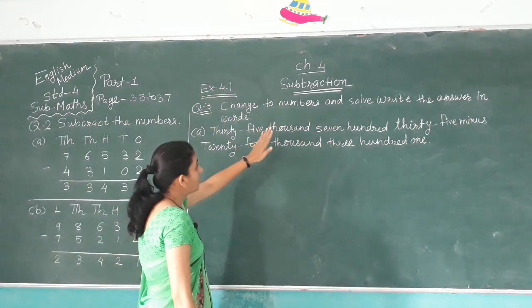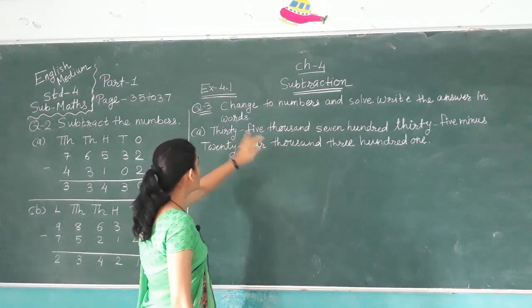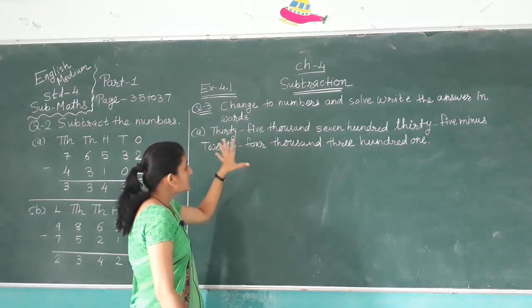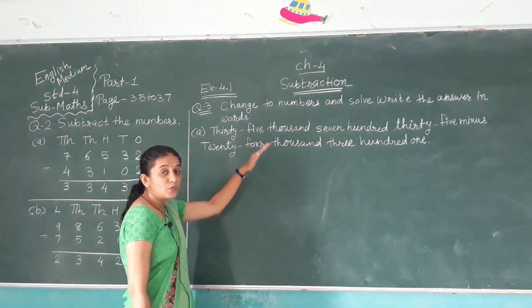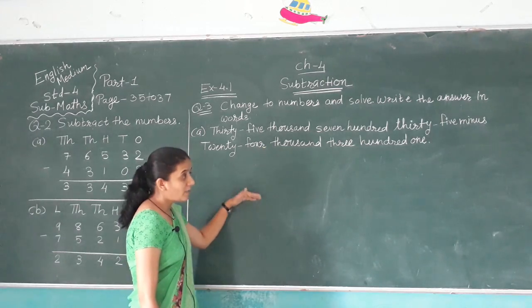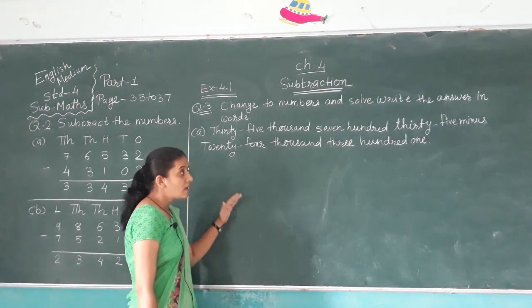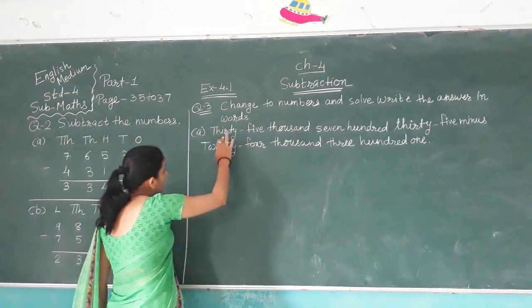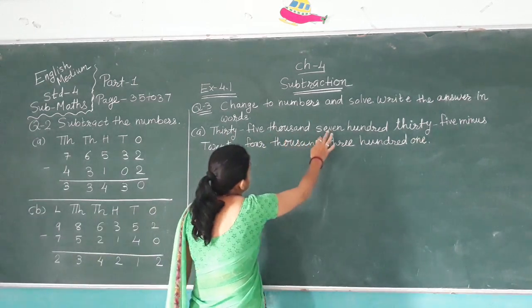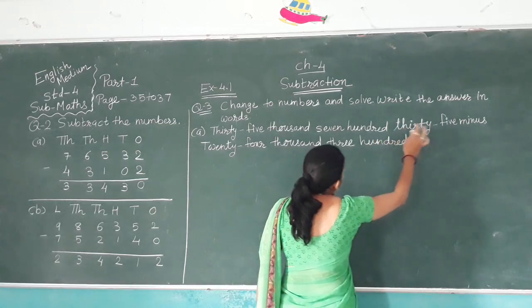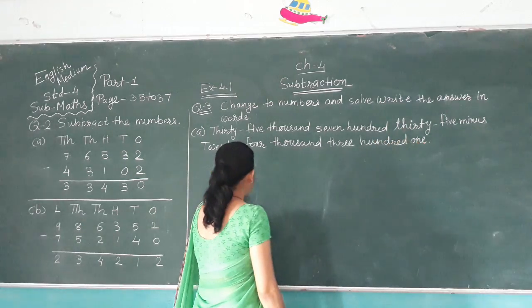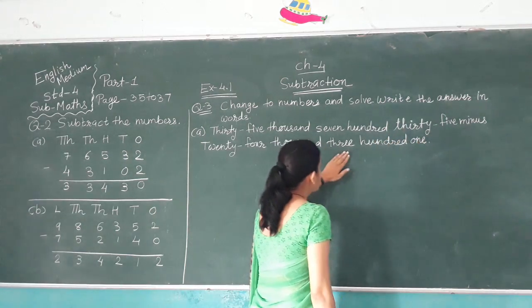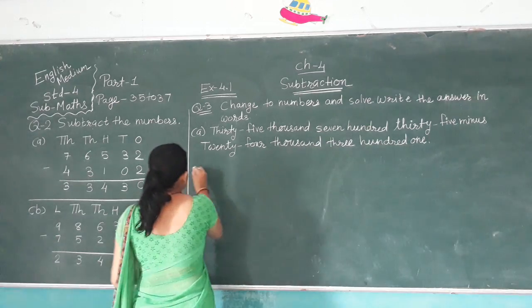Change the number names into numbers and solve, and write the answer in words. First this number name is changed into numbers. Then you subtract it. Again you get the answer. This answer you write again in words. 35,735 minus 24,301.